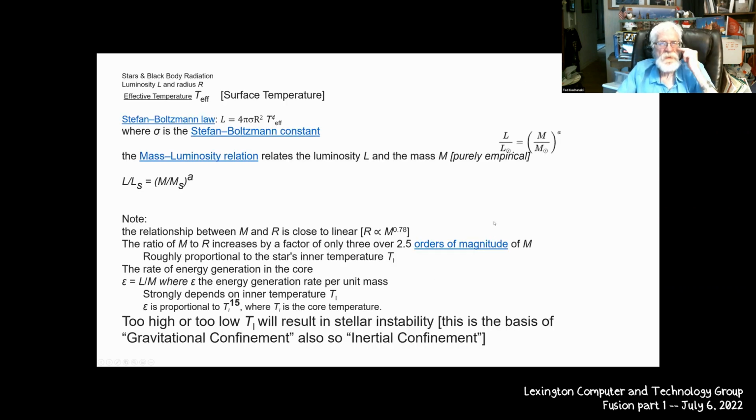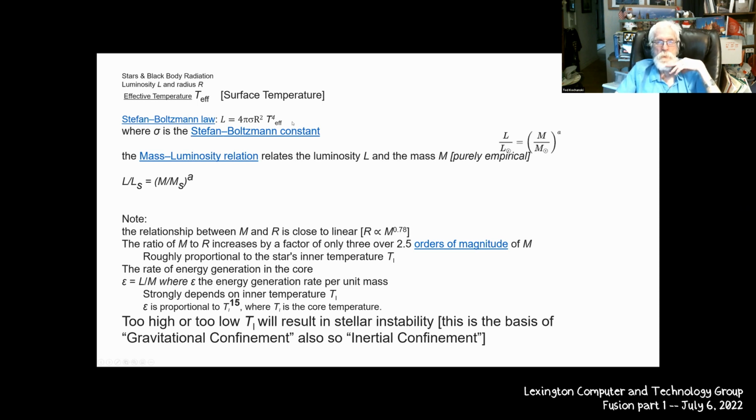A few equations. The temperature can be computed from the brightness, or the brightness can be computed from the temperature, by what's known as the Stefan-Boltzmann Law. This is a 19th century statistical mechanics type of calculation. Two different people were involved, Stefan and Boltzmann, and their work led to this relationship. And you notice this huge power law.